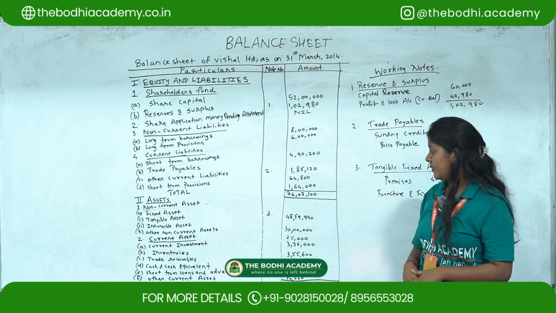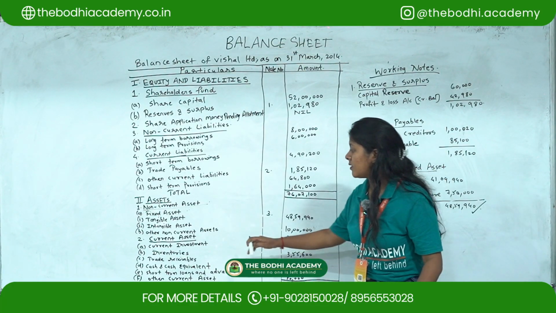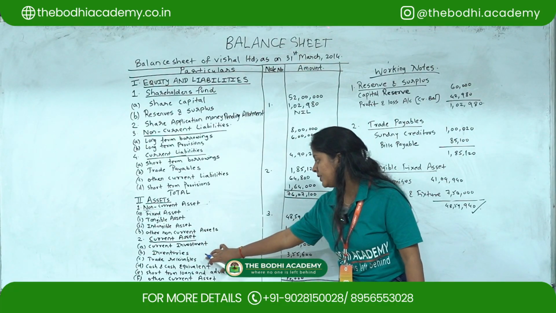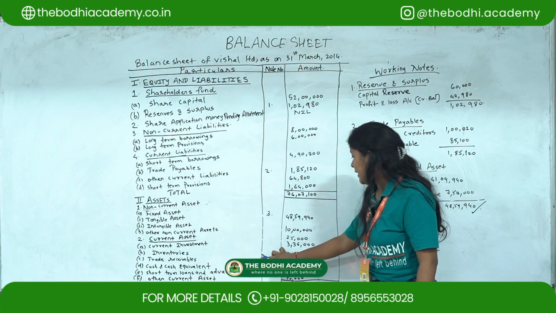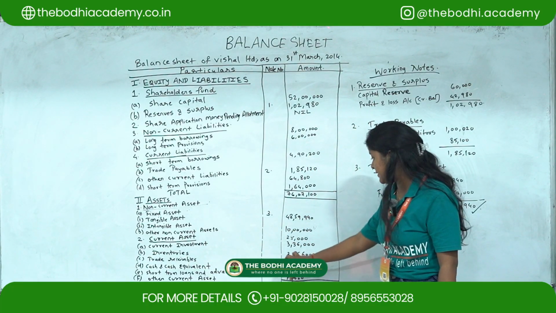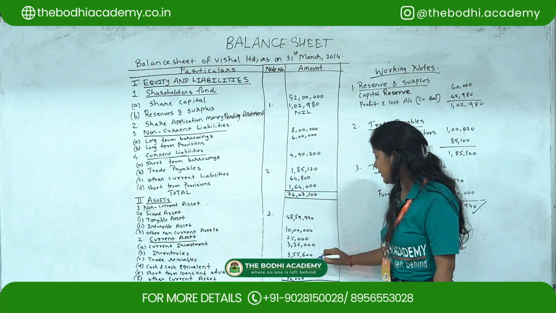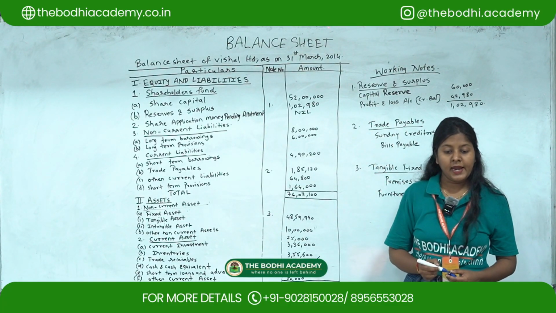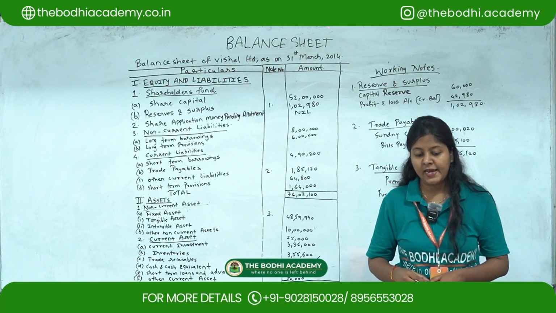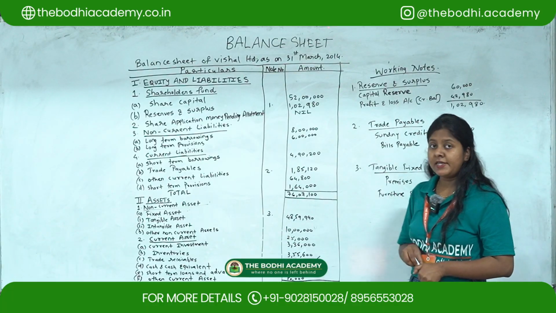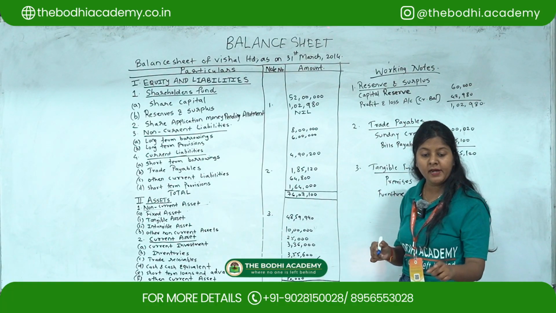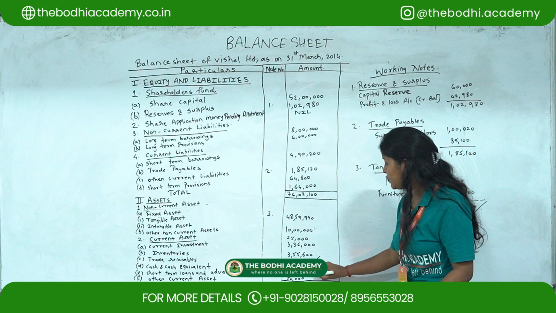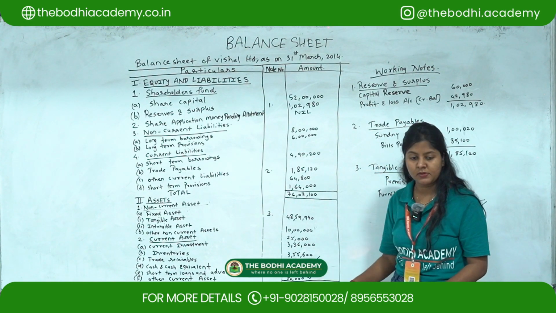Then trade receivables. Trade receivable is our current asset, so it will go under the C part, as 3,66,240, whatever the amount they have mentioned. Then next they have given advance tax. Advance tax means prepaid, so the prepaid amount is given as 50,000, so it will go over here, 50,000.